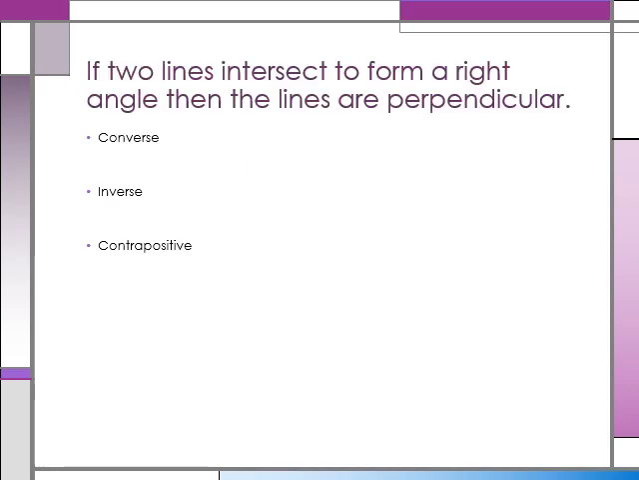All right, so if 2 lines intersect to form a right angle, then the lines are perpendicular. So my converse. Remember, my converse is Q then P. So if two lines are perpendicular, and we can use symbols, I don't care, this means perpendicular, if two lines are perpendicular, then they form a right angle.